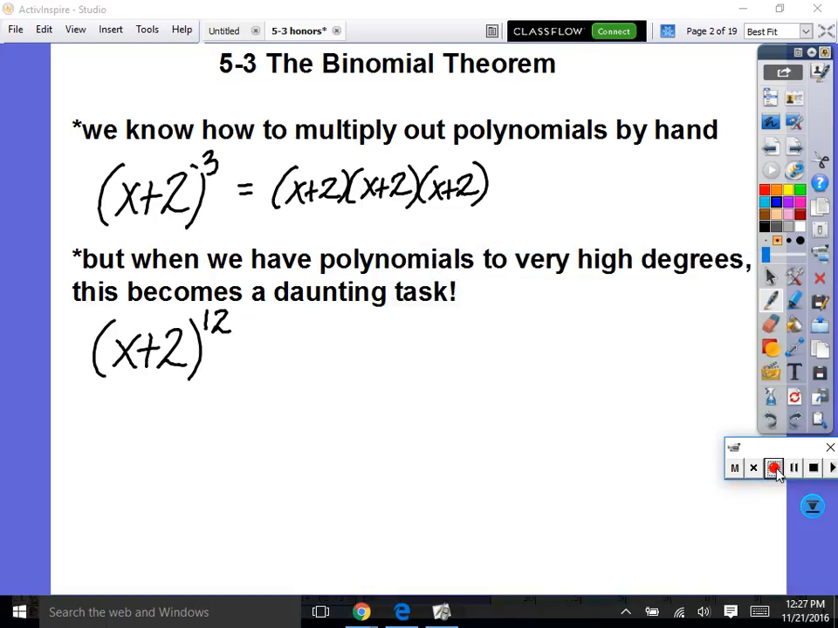Really cool. So today we're doing 5-3, the binomial theorem. We already know how to do this by hand. So remember, binomial means two terms, correct? Binomial means two terms. When we have two terms raised to any degree, we know that it would be breaking the forbidden rule to just do x cubed plus 2 cubed. That's the forbidden rule. We know we have to rewrite it as x plus 2 times x plus 2 times x plus 2.